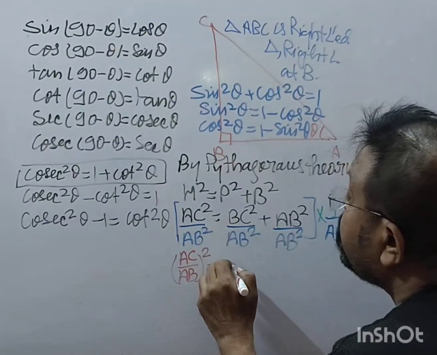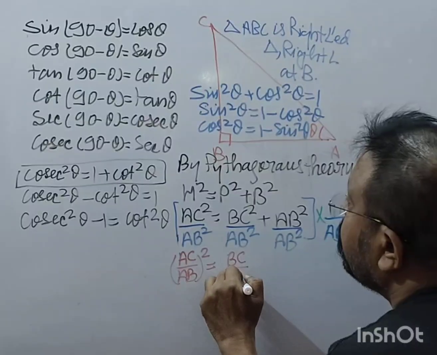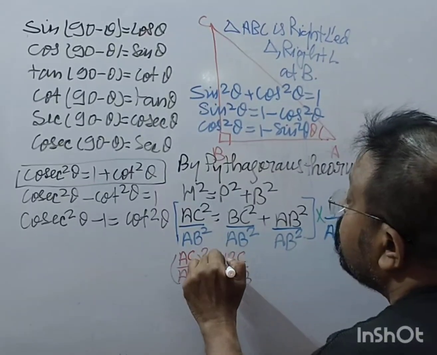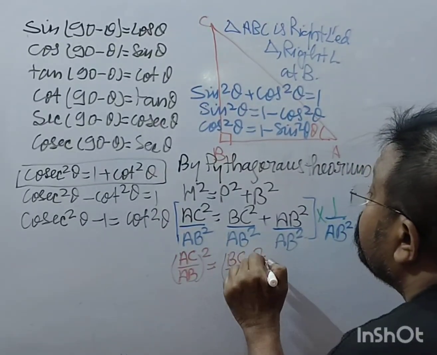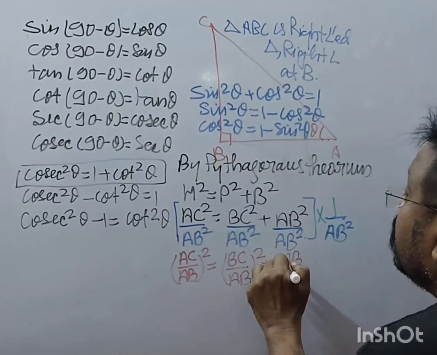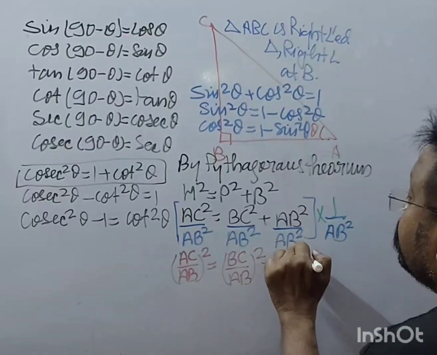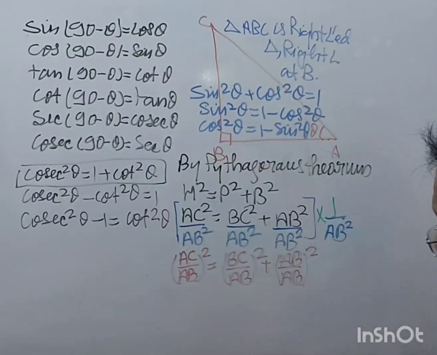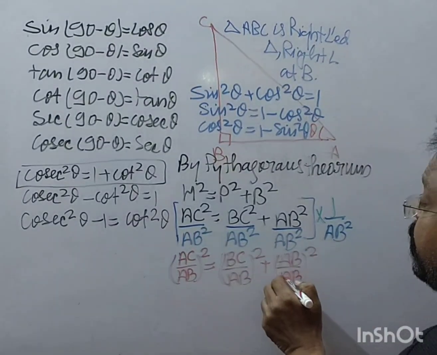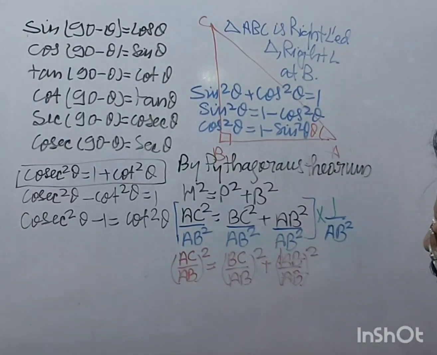is equal to BC upon AB whole square plus AB upon AB whole square. You get it? This AB and AB cancel out and you get 1 here. Right?